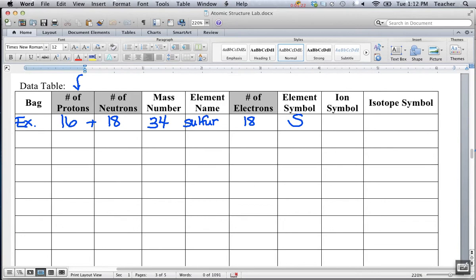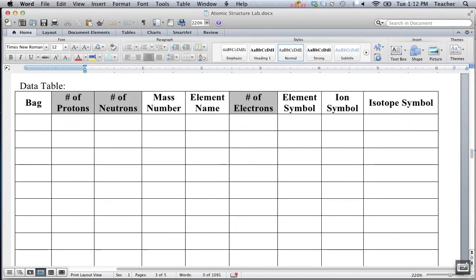The ion symbol, I only do this if there is a charge, and for that I need to look at the number of protons and the number of electrons. In this case, I have 16 protons minus 18 electrons, so my number here would be a -2. If it's anything other than 0, you have to write the ion symbol. If it is 0, you do not have to write the ion symbol. The last thing that you write in here is the isotope symbol, which would be the name, followed by a dash, and the mass. You will continue this for the 9 other bags that you choose.